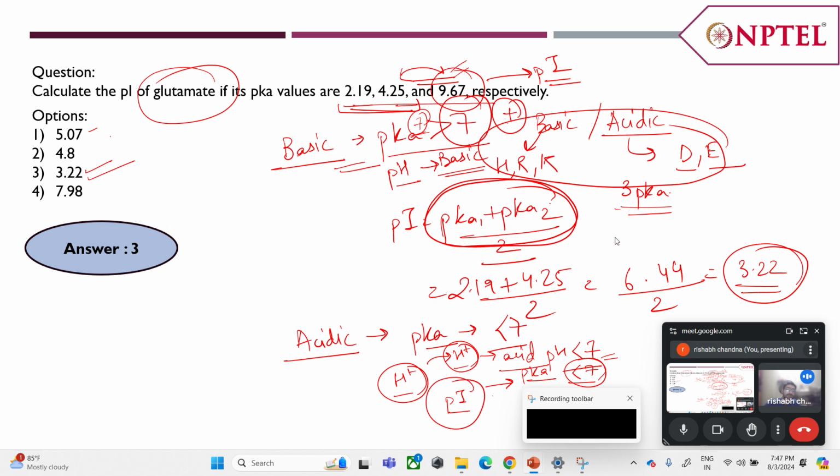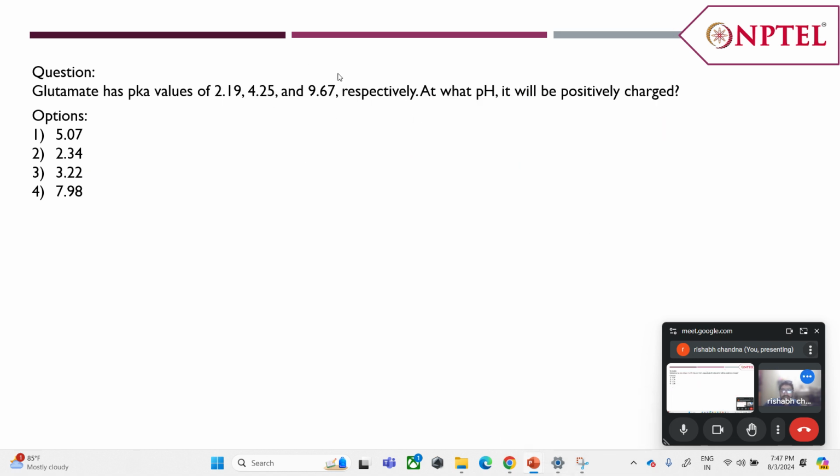So this concept would be helpful to understand this particular question also. So glutamate has three pK values, like I have discussed in the last question also. At what pH will it be positively charged? Please guess and think and answer.